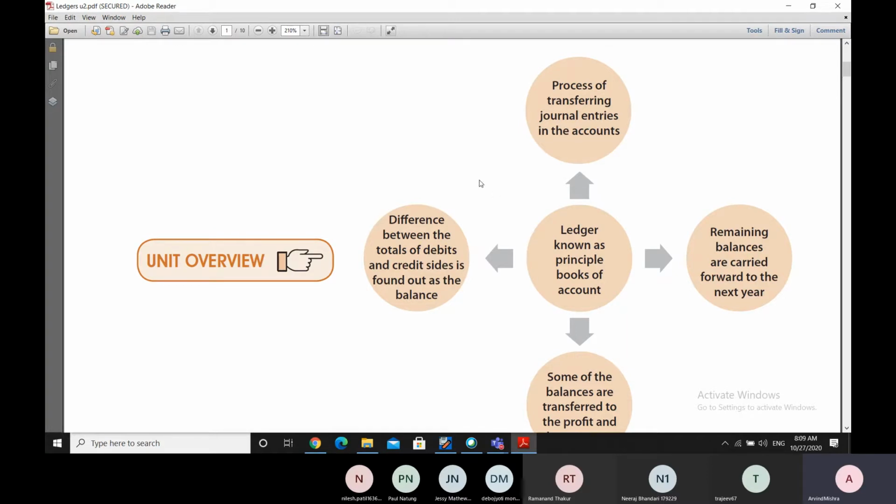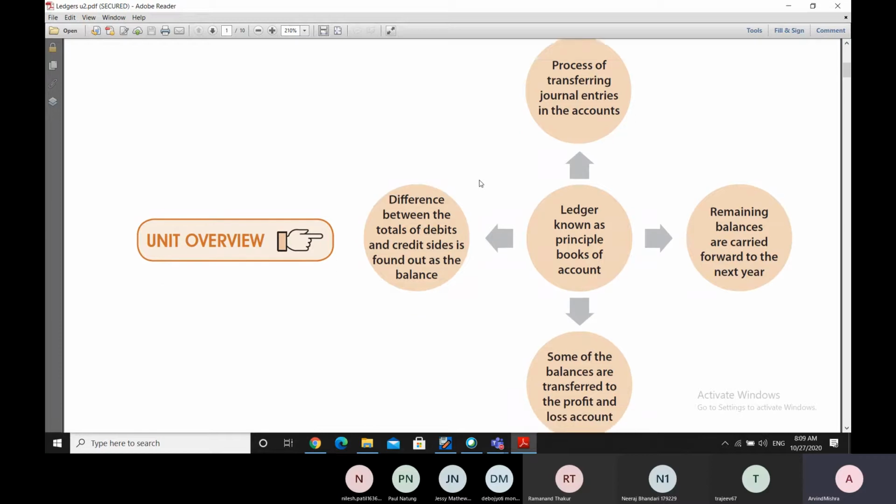And as an overview of what we are going to study, in this unit we'll study, number one, the process of transferring the journal entries into the ledger accounts, because the first thing that we do is making entries into the journal. After that, those journal entries are transferred to the ledger accounts in the ledger.